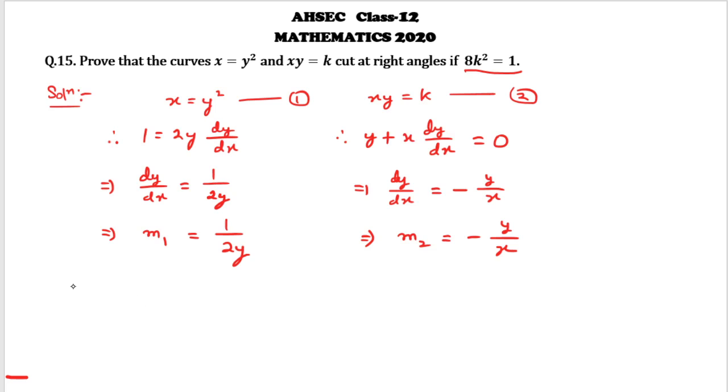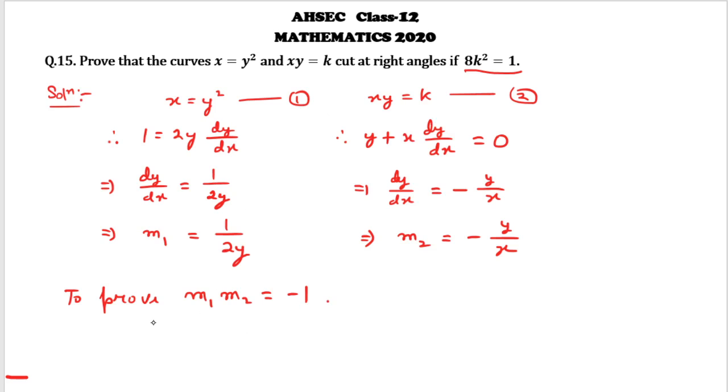Now we have to show that in order to show that these two curves cut at right angles, the slopes of these two tangents are at right angles. That means it is enough to prove that m1 into m2 equal to minus 1. If I can show this, then I can say that these two curves cut at right angles.